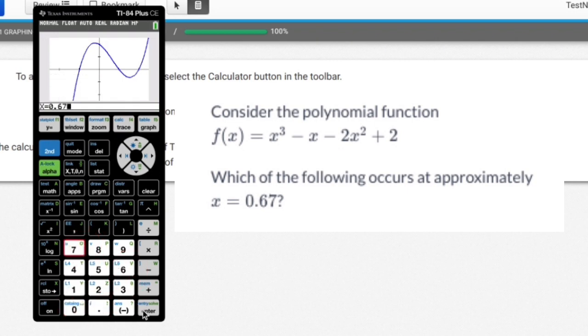0.67. Now, what we see appears to be a change in concavity, which is what happens when I go to the dentist. At 0.67, it looks like an inflection point. So let me answer the question based off of what I see here.